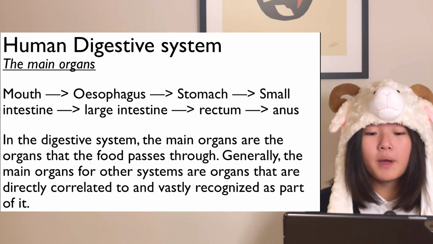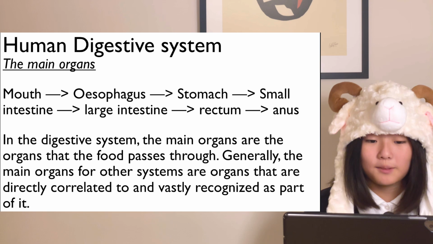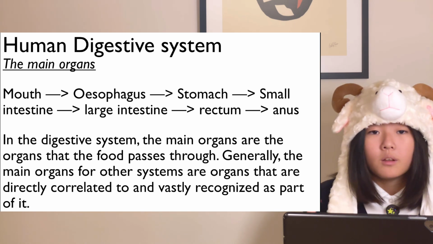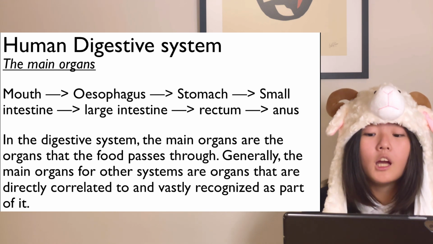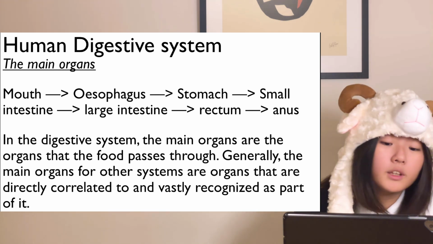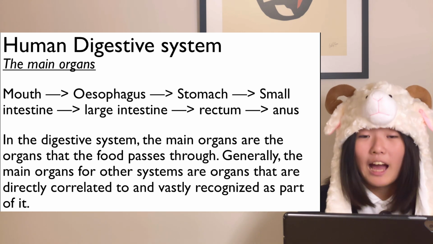Now, I'll tell you about the main organs that you, as humans, use in the digestive system. First, your food goes into your mouth. Then it travels down the esophagus. Then it goes into the stomach, to the small intestine, then to the large intestine, then to the rectum, and then finally out your anus.